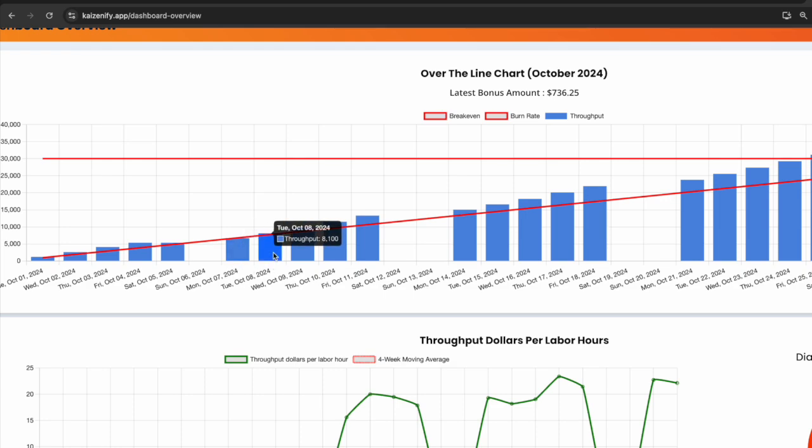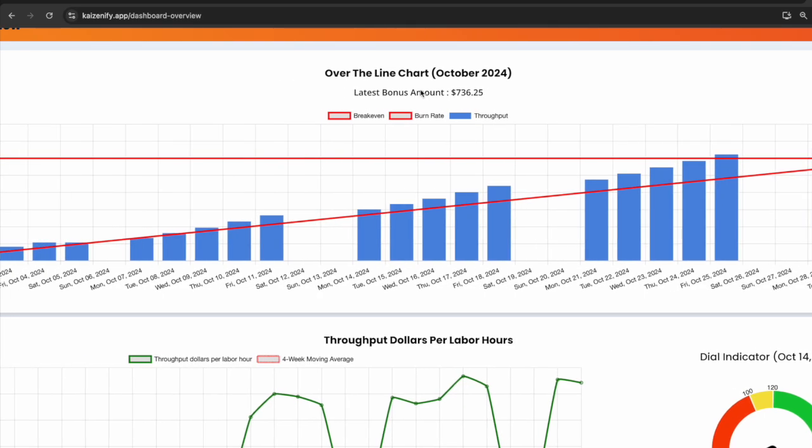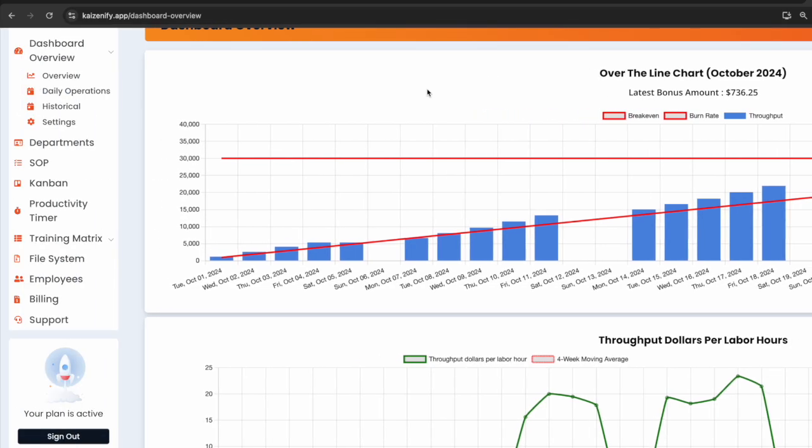You're using this throughput chart, this over the line chart, to drive improvements and to celebrate when you're doing really well. We know we had a great day today. See, we're way above the line. So by the end of the month, you can see we're way over. So based on that bonus percentage you entered, we've actually figured it out for you that there's a bonus of $736 here. So you can easily see what your bonus amount is.